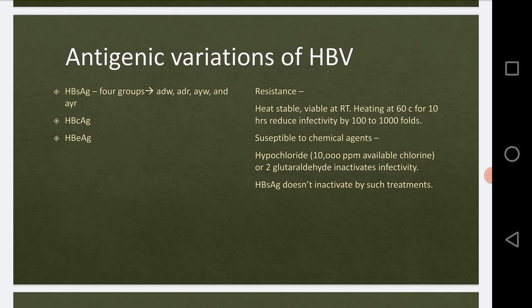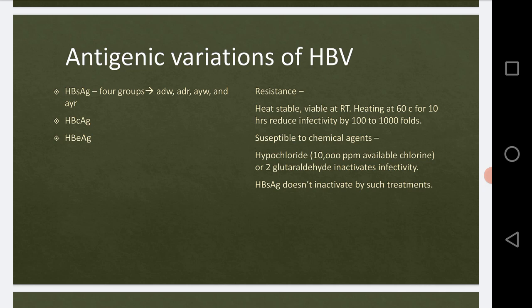Heating at 60 degrees Celsius for 10 hours will reduce the infectivity of this virus by 100 to 1000 fold. If we heat this virus solution at 60 degrees Celsius for 10 hours, then the infectivity of this virus will reduce by 100 to 1000 fold, which is a good number.